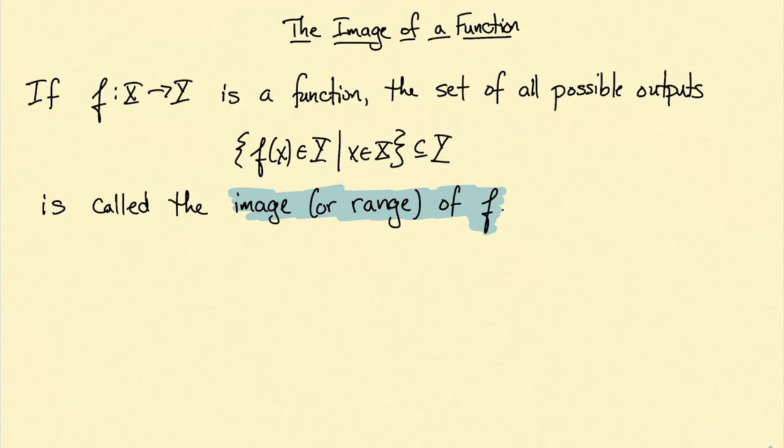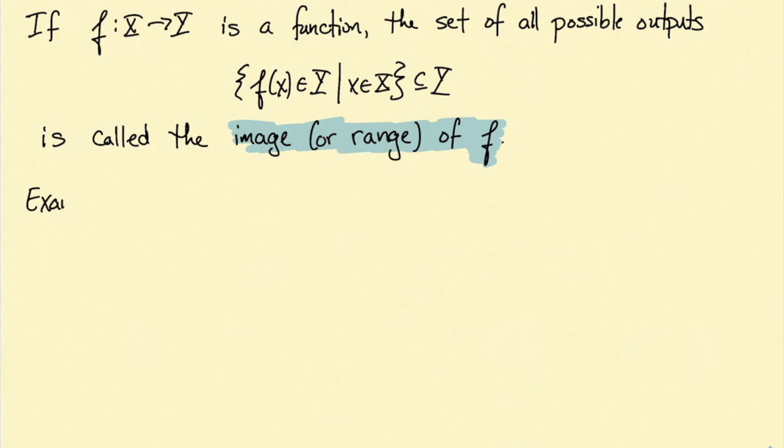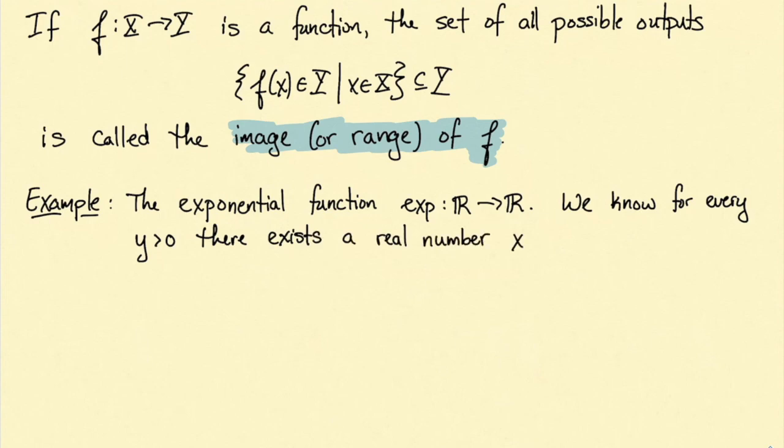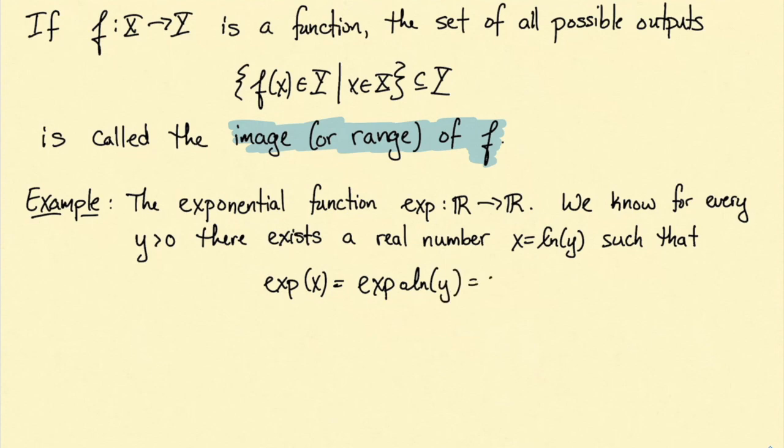As a little refresher, let's consider the exponential function, which accepts as input real numbers and outputs real numbers. We know that for every real number y, which is strictly larger than 0, there exists a real number x, which is the natural log of y, such that if I take the exponential of x, that's the same thing as the exponential composed with the logarithm of y. Because those two are inverses of one another, I get y back.